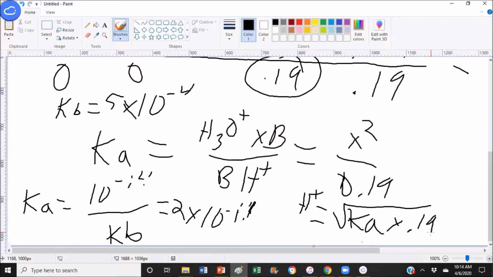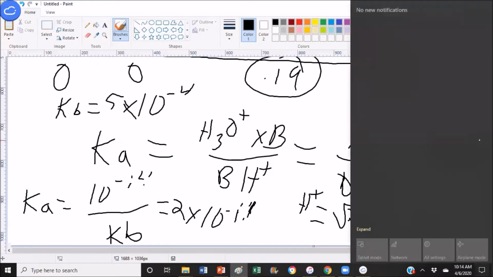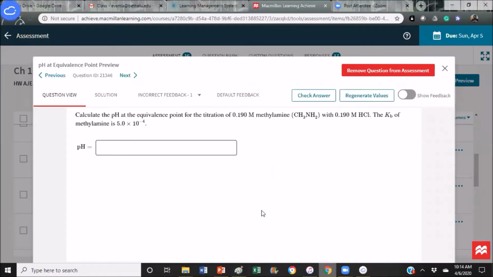So that's 1.94, we'll say 1.95 times 10 to the negative 6. And then once again, because it's an acid, we take the negative log of that to get the hydronium, the pH. And I get 5.71.